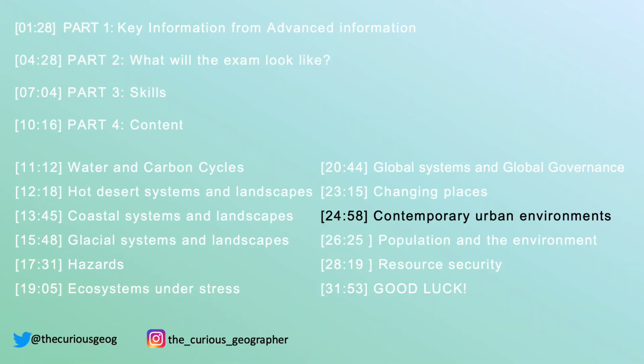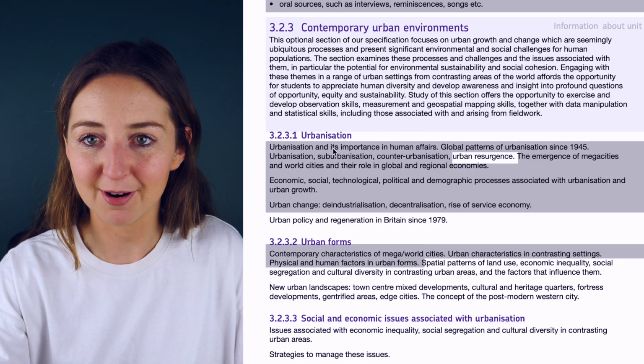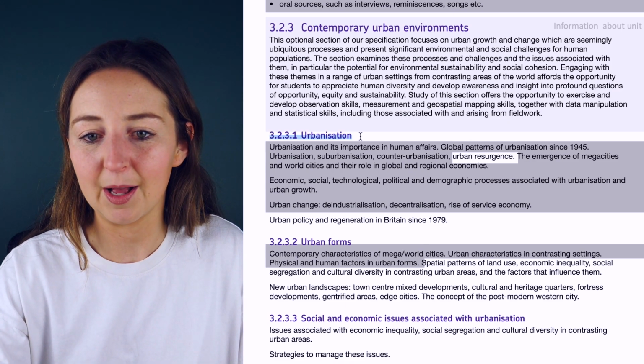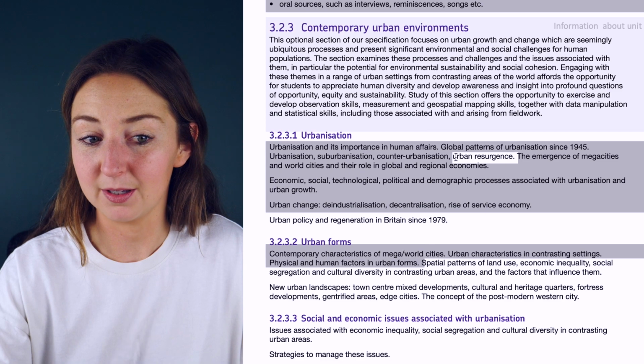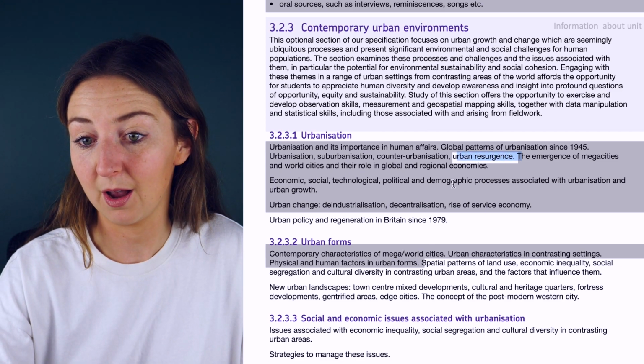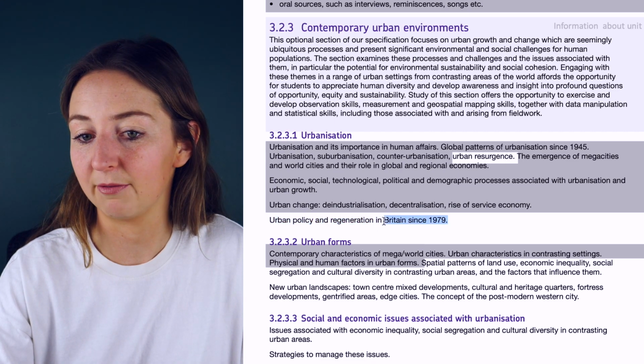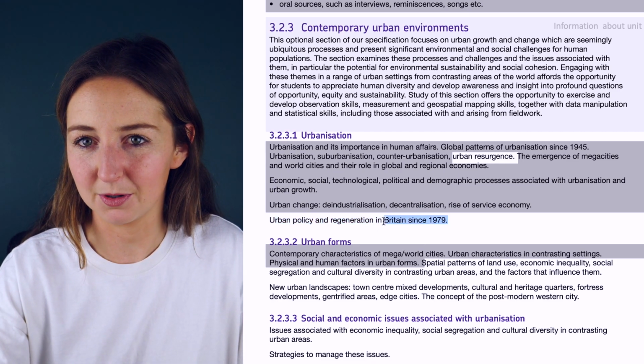On next to urbanisation, contemporary urban environments. So don't forget to rag your specification, red, amber, green, what you're confident on. So interestingly, quite a lot of urbanisation is out, apart from urban resurgence and urban policy and regeneration. And I think that's been a 20-mark question before.